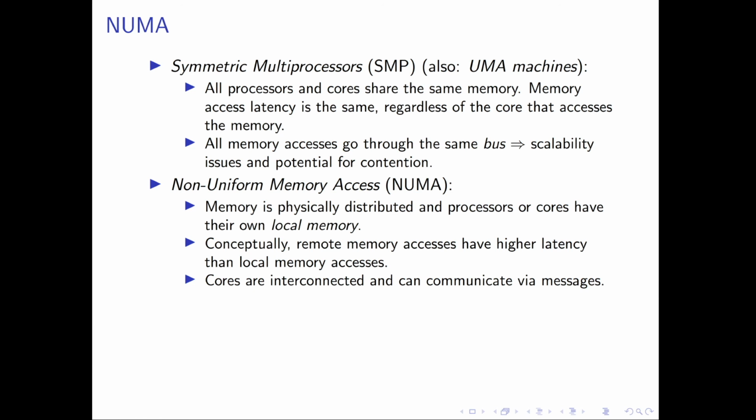That means that memory is physically distributed across the processors and cores, and those processors and cores have their own local memory. When they perform accesses to the local memory, that is faster than when they perform an access to a neighboring or to one of the other processors or cores. We have local memory accesses on the one hand that are rather cheap, and remote accesses on the other hand that have a relatively high latency because they go through some type of interconnect.